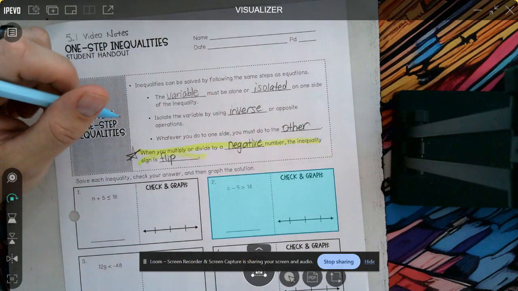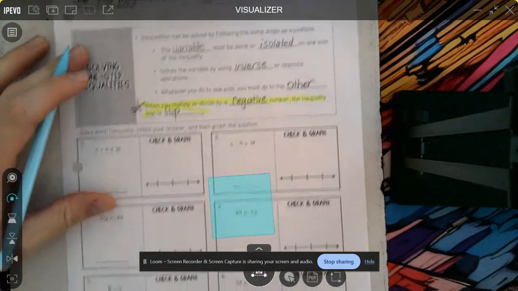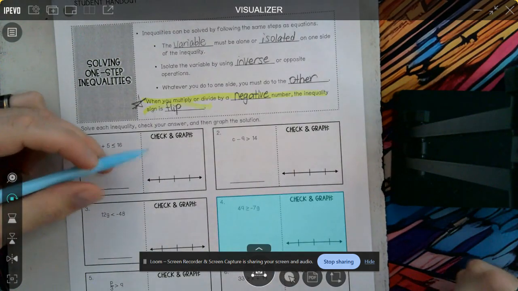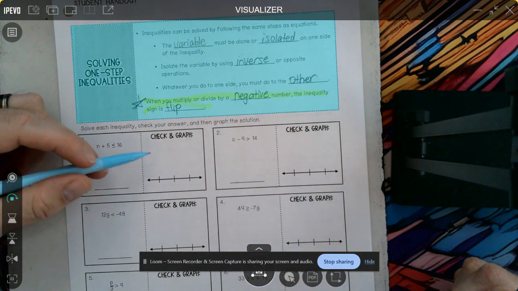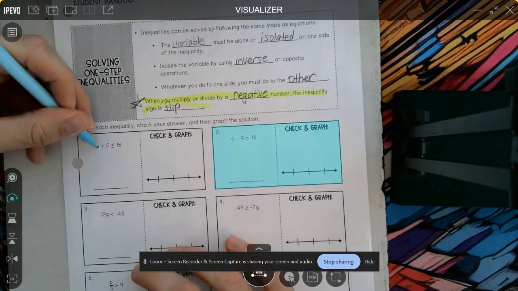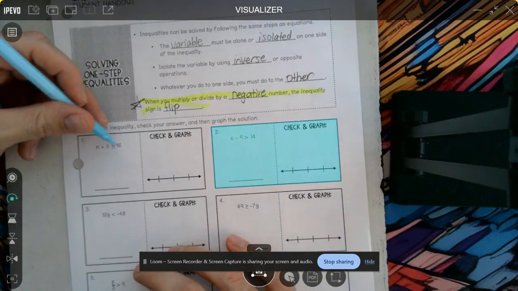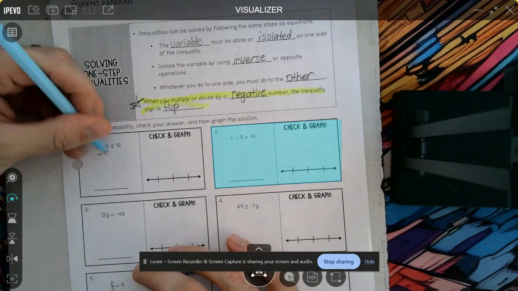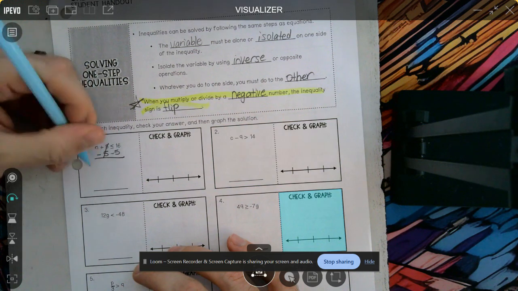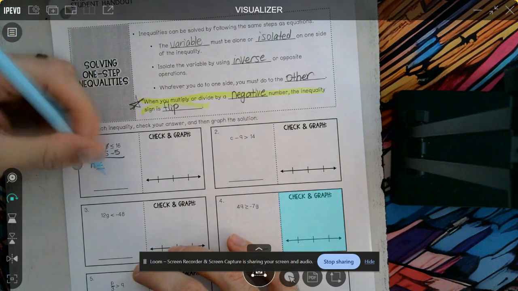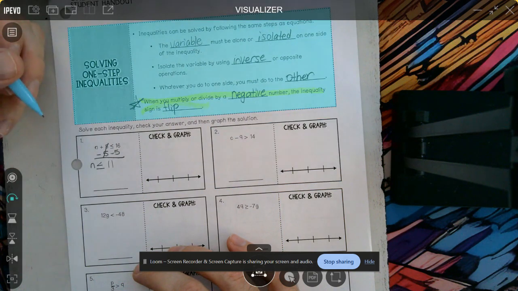All right, here we go. So, number one, we're going to first solve, and then we're going to check our answer by substituting a different value in and then graphing it. So first, number one, n plus 5 is less than or equal to 16. So let's solve it like a normal equation. We're going to subtract 5 on both sides, and you're left with n is less than or equal to 11.